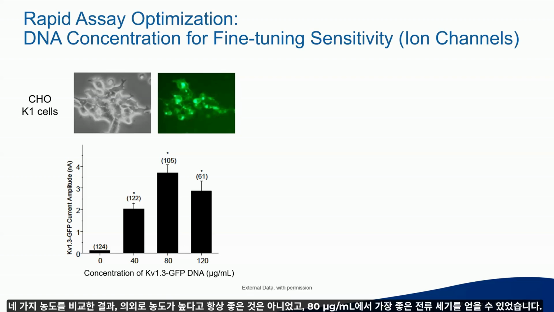And then at 4 different concentrations, including 0, they were able to titrate to see which produced the most current amplitude. And surprisingly, more is not always better. So 80 micrograms per mL of DNA worked the best for them.